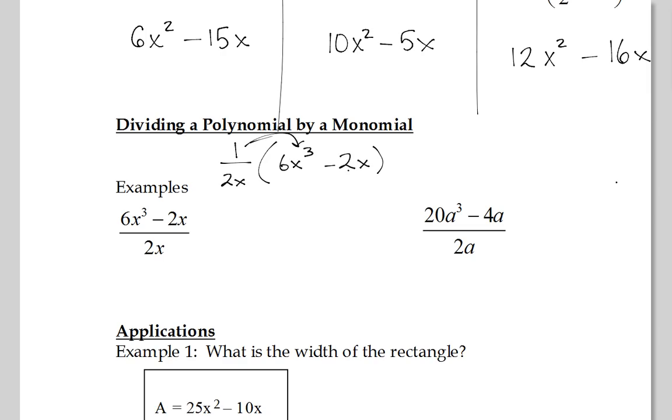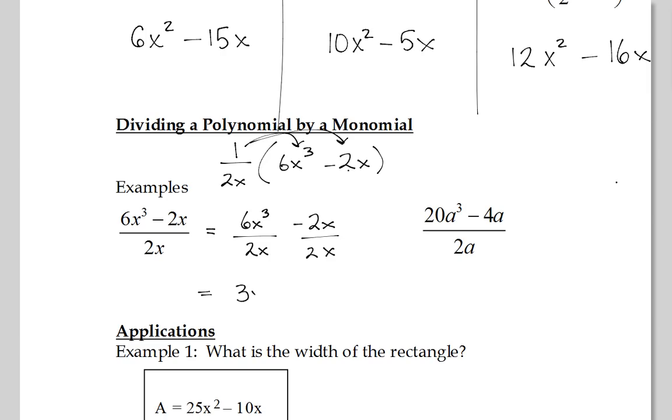This is all that's happening. When you divide a monomial, you're essentially just multiplying by the reciprocal. So essentially what this means is you have to times both of them by the reciprocal. Or in other words, you just need to divide both of them. So 6x cubed divided by 2x and minus 2x divided by 2x. Okay? That whole numerator is being divided by 2x.